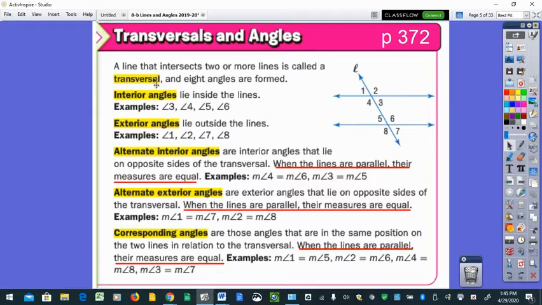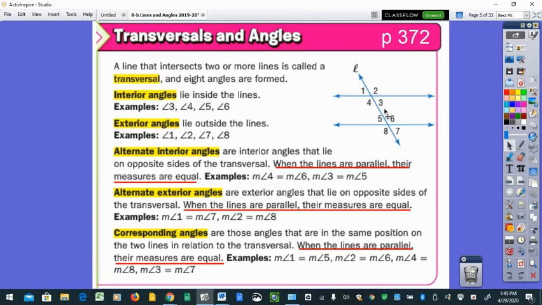So we just mentioned what a transversal is. A line that intersects two or more lines is called a transversal. So you'll see line L, I'm tracing it. It's a transversal because it crosses these two lines right here. We just mentioned interior angles.